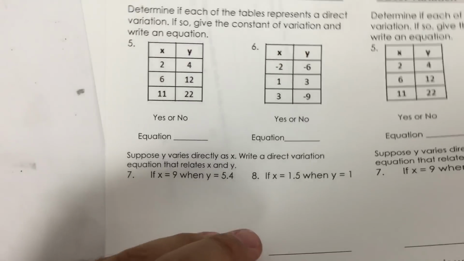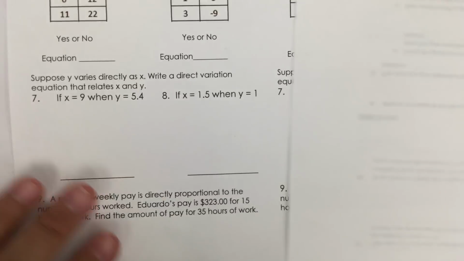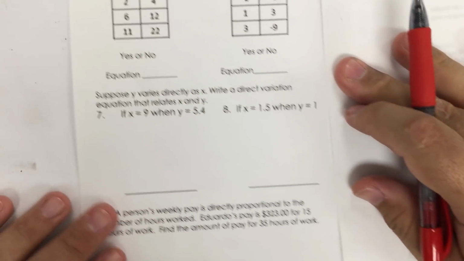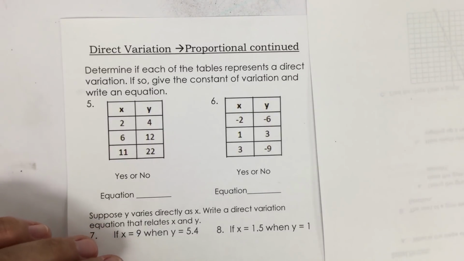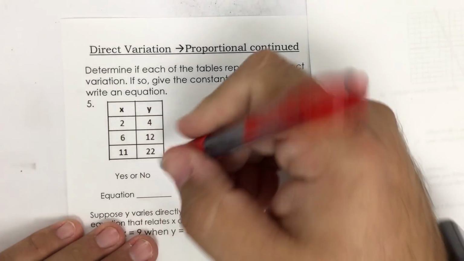We're going to look at how it is in our tables, okay? And in this case, we have this table. Determine if each of the tables represents a direct variation. If so, give the constant of variation and write an equation. Okay, so let's check it out.